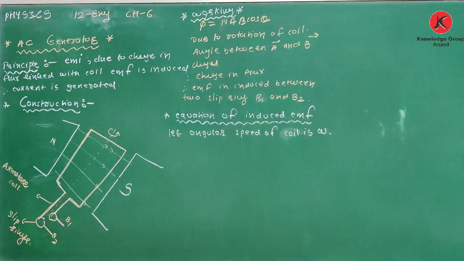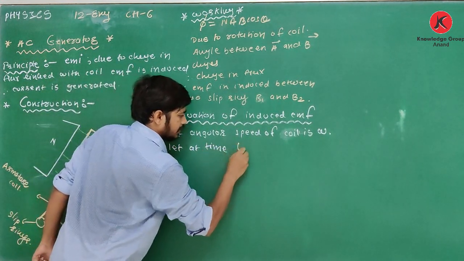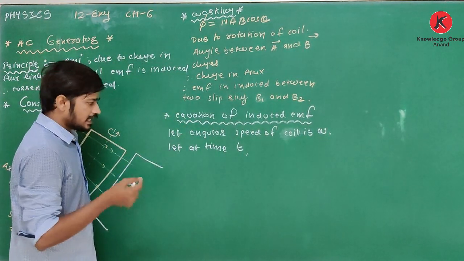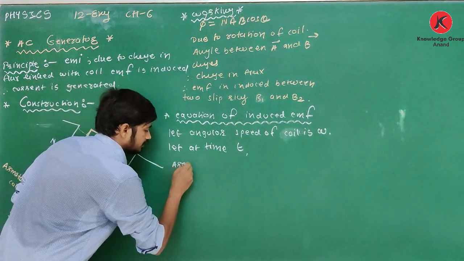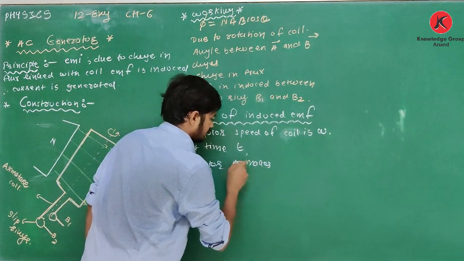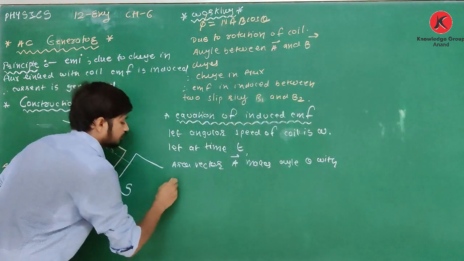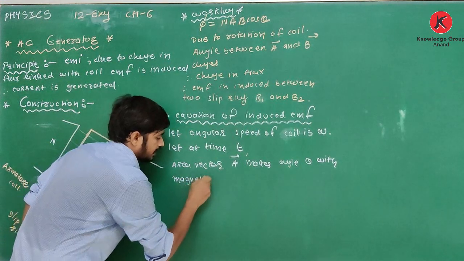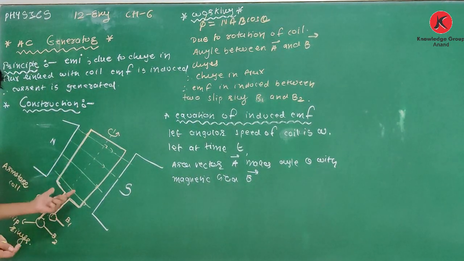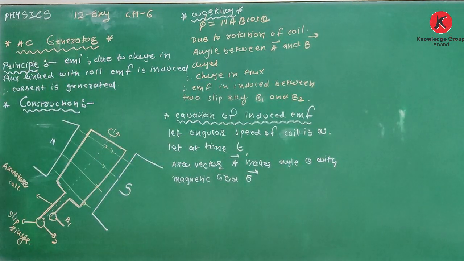Yes, the angular speed of the coil is omega. Let at time t, I am assuming a particular time, the area vector A makes an angle theta with the magnetic field B. At some instant the coil is continuously rotating, but at time t, the area vector A makes angle theta with magnetic field B.